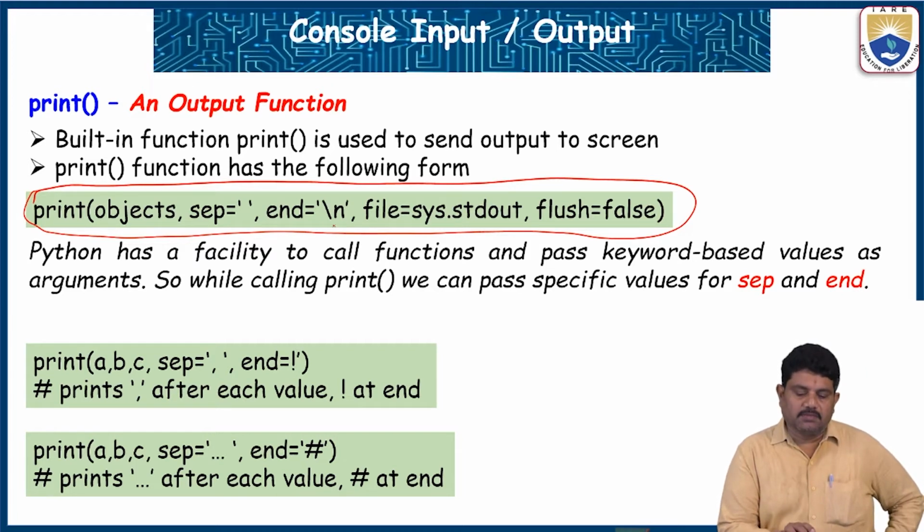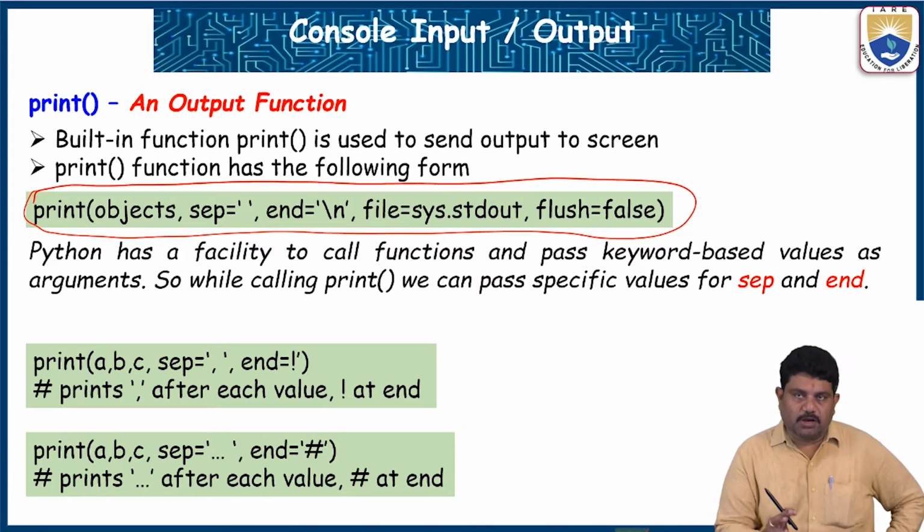Then file equal to sys.stdout. Stdout is the standard output library, which includes all these printing functions and supporting functionality for this print function. And flush equal to False. This is nothing but flushing out the standard input output streams so that it works properly. So that is the syntax of the print function.